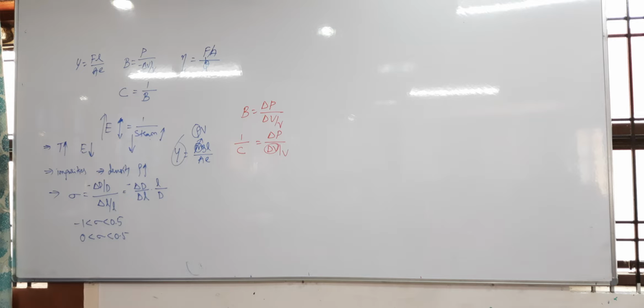It should come to 2 into 10 power 5. 2000 is coming. 2 into 10 power 10 square.